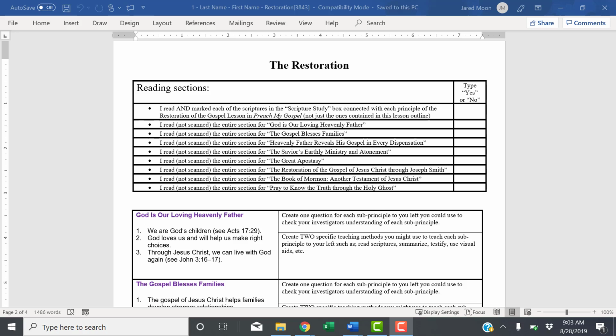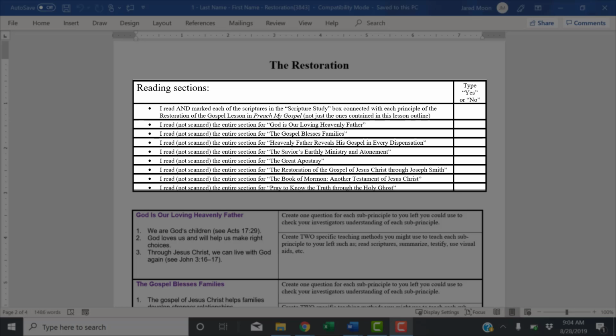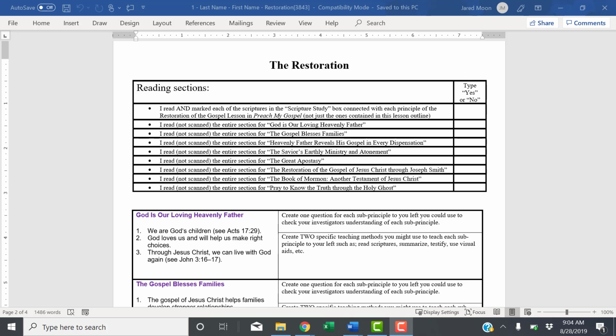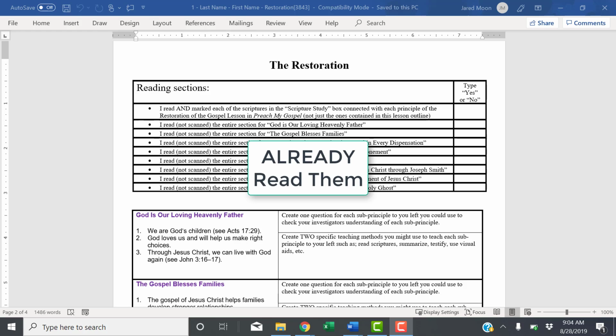First, you'll want to let us know whether or not you read all of the scriptures from each of the blue scripture study boxes, as well as the text from each section of Preach My Gospel. Type yes or no in this column for each part. This is not asking if you plan to read and mark them, it's asking if you've already done so. This is a major part of your grade. You immediately lose 20% if you don't do these things, so please do them.